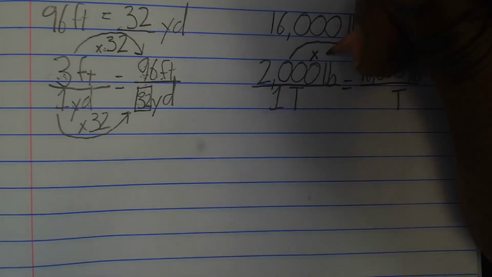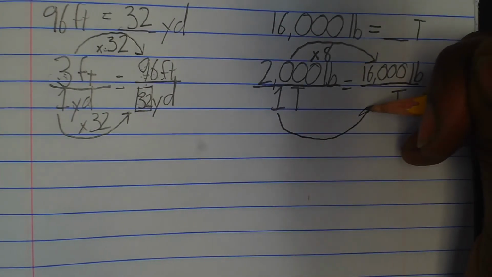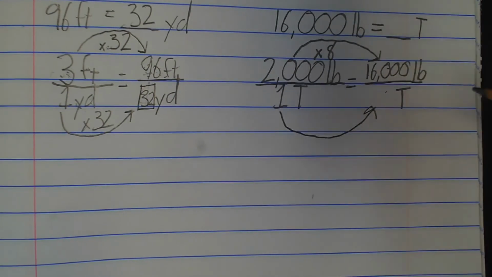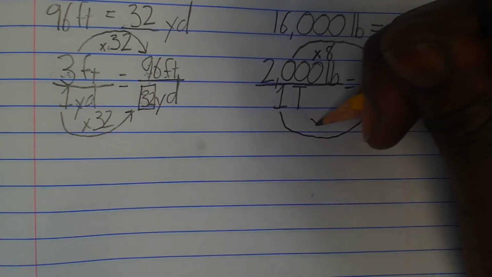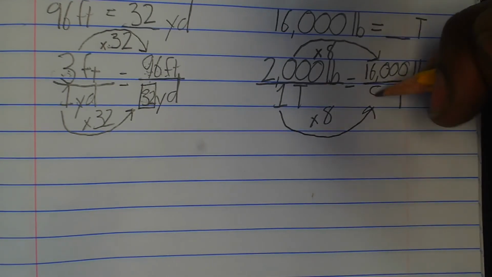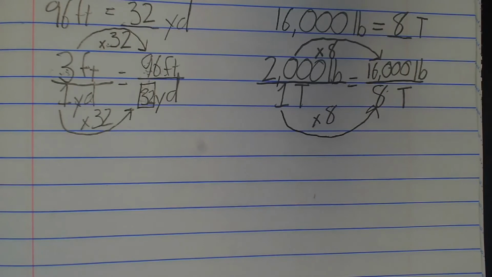Thank you so much. All right, so now we're going to use that same relationship to find the amount of tons that is equivalent to 16,000 pounds. So we multiply times 8, and that's going to give us 8 tons. All right. Very good, very good.